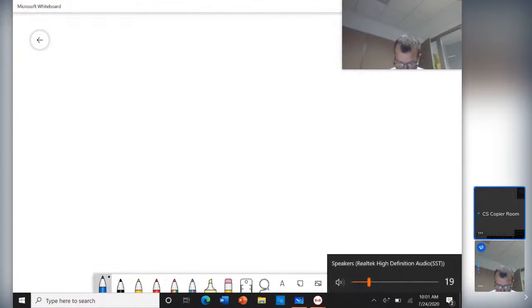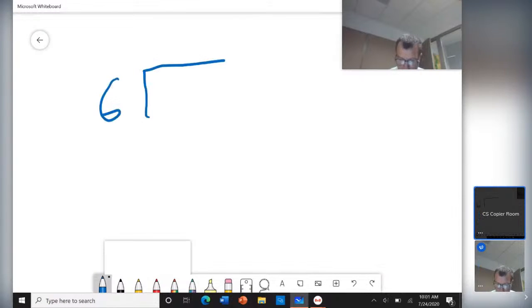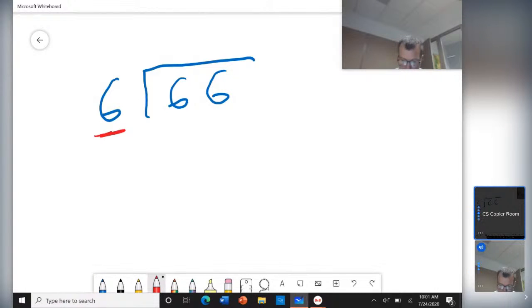We'll start with a 6. And we'll do 6 into 66. So when you do division, you're always going to divide the outside number into the inside number. So the 6 is going to go into the 66. How you would do this: does 6 go into the first number? In this case, it does. So it goes one time.